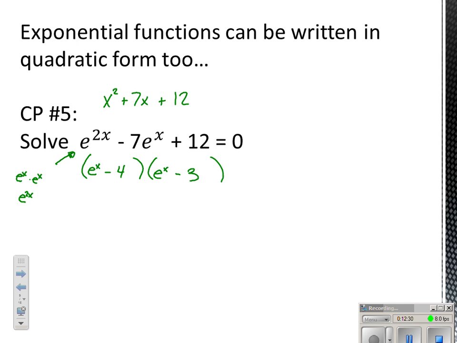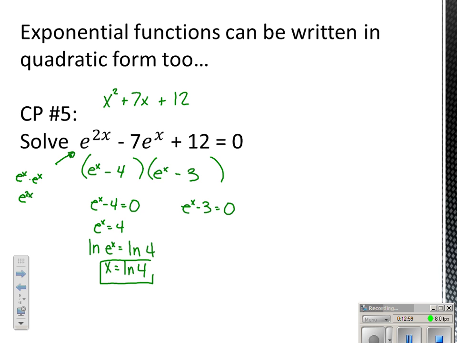So now we're going to take each of these factors, e to the x minus 4, set it equal to 0. e to the x minus 3, set it equal to 0. And I'm going to have e to the x equals 4, which means I can go and reverse again my 1 to 1 and get natural log of both. Then x is equal to natural log of 4. Here's one of my answers.